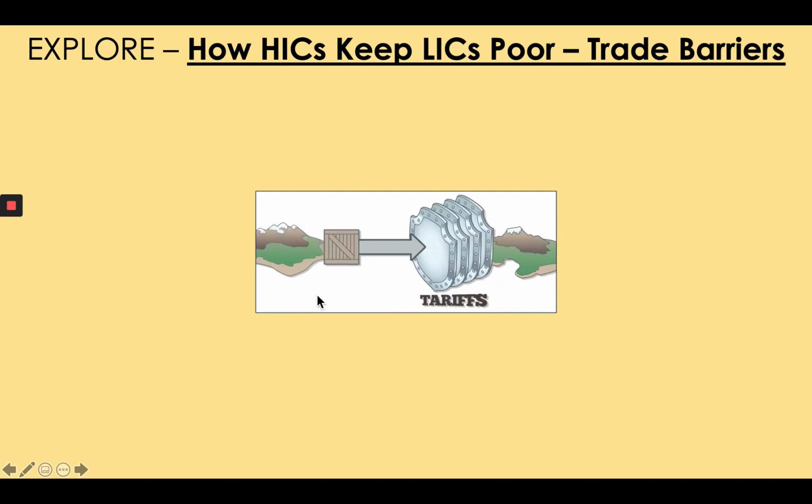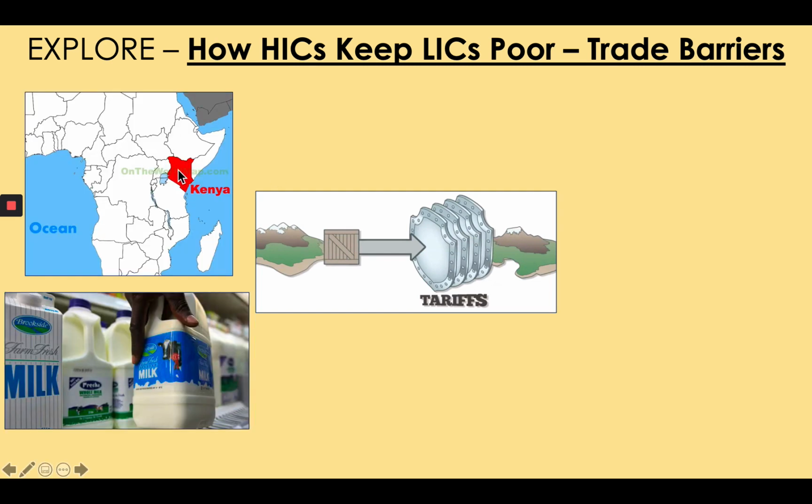Imagine this is an LIC, like Kenya in East Africa, and it wants to sell some goods to an HIC, like the UK. The UK puts something called a tariff in the way. A tariff is an example of a trade barrier, which makes it more difficult for the LIC to sell the product to the HIC. Here's how it works. Imagine you're Kenya, and you're a farmer in Kenya, and you're trying to export milk to the UK. When the milk reaches the UK, it is hit by something called a tariff. A tariff is a tax on the product, on the import to the UK or to a country.